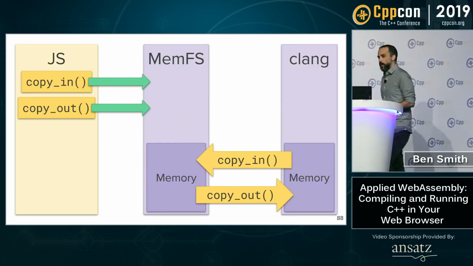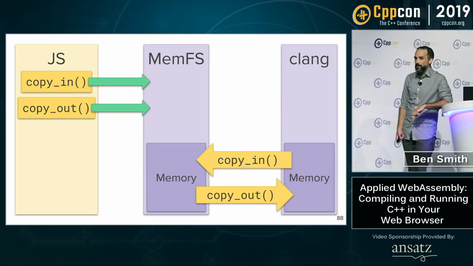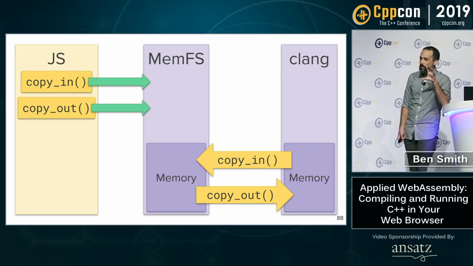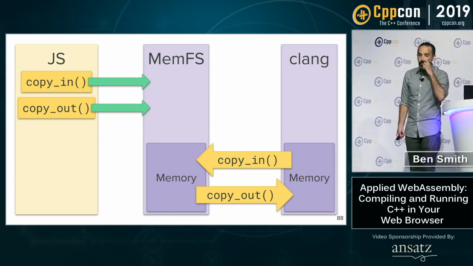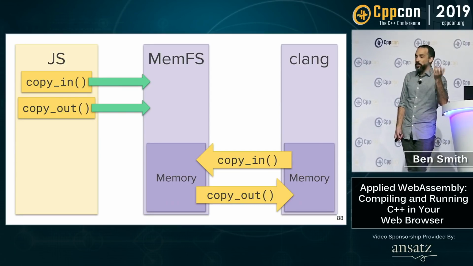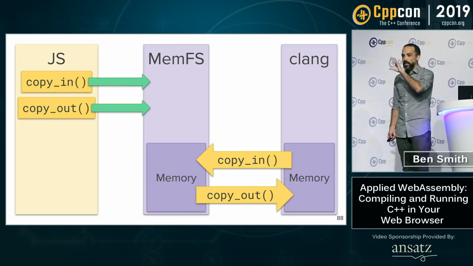So to make this work, we actually need to add a little bit of functionality in JavaScript. What happens is we have an in-memory file system that has its own memory, and then we have Clang, which has its own memory. And we want to be able to copy data back and forth between the two, right? Because what will happen is Clang will say something like, read this file, and it has some buffer that it wants to get filled in. And the memfs has that data available, and it wants to be able to take the data from the memfs and then copy it into Clang.